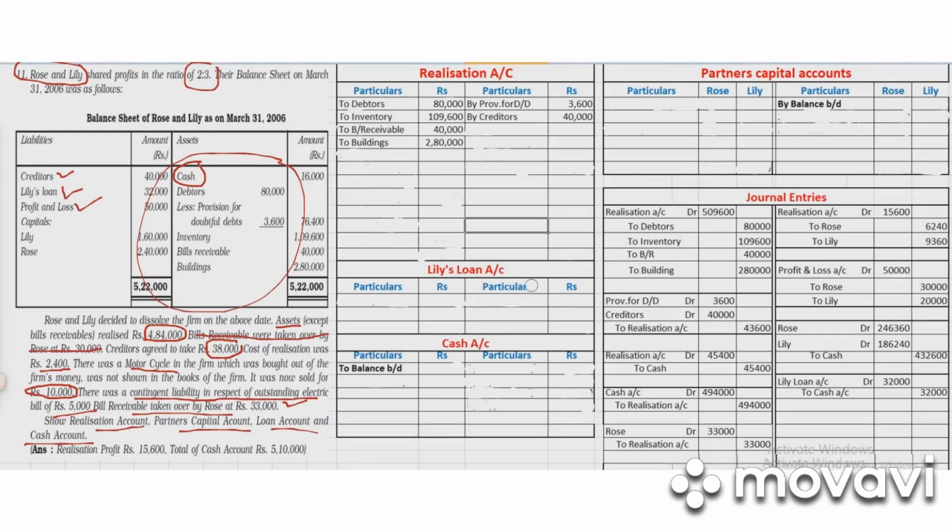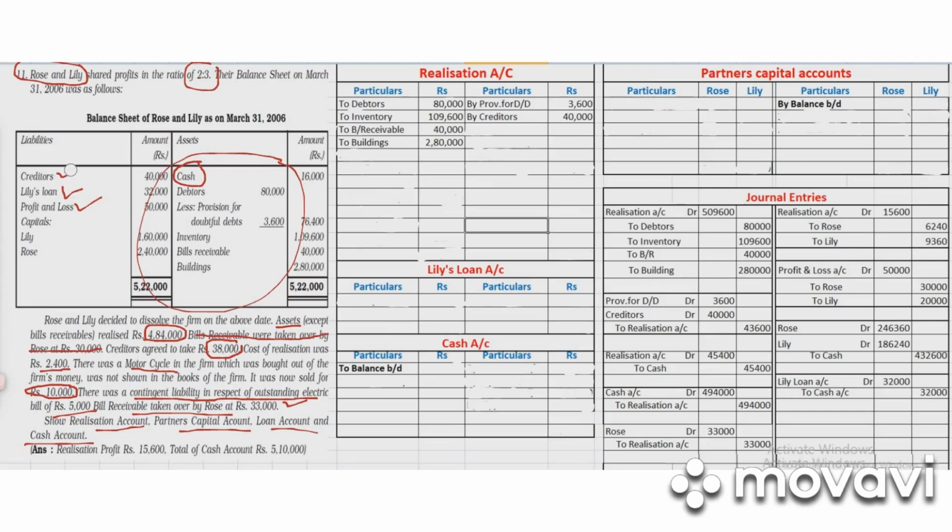You can see that we have prepared that separately, so that item will not go to realization; it will rather go to Lily's loan account. Then profit and loss, we have to distribute it in the capital account, so it will go straight to the capital account, so we will not record it. Then capitals, of course we will not record it because the partners' capital accounts we have to prepare separately, so it will not be coming in the realization account.